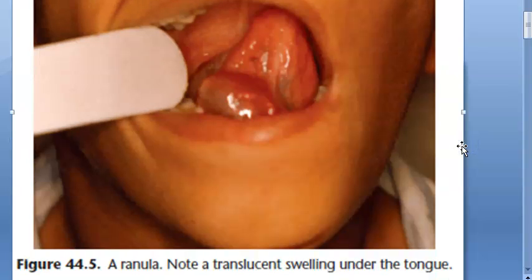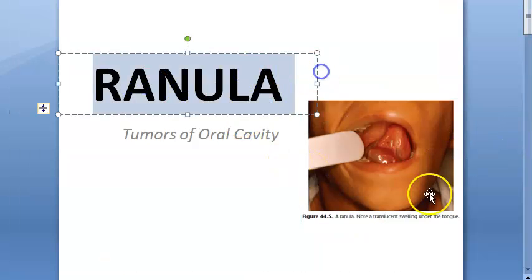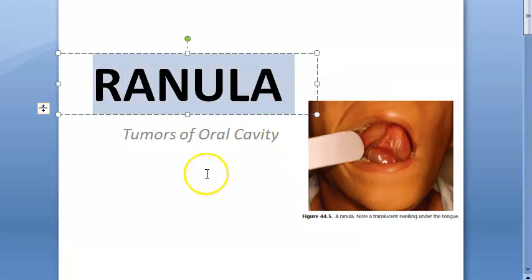So this is a translucent swelling. It's a cystic swelling, translucent swelling under the tongue in the floor of the mouth. Right, so that is ranula. When this goes deep, it becomes a plunging ranula, and that will become a neck mass.